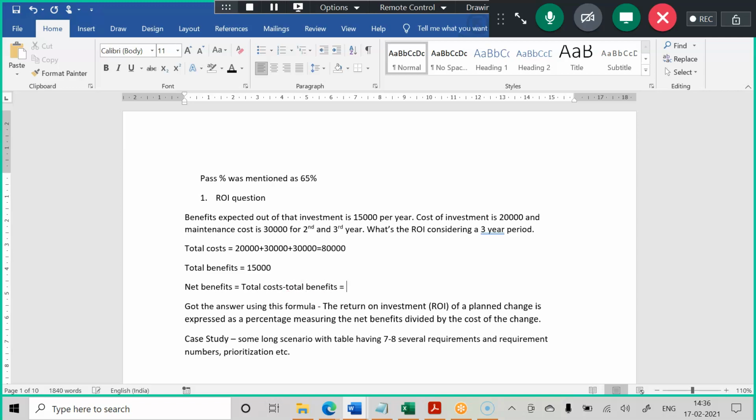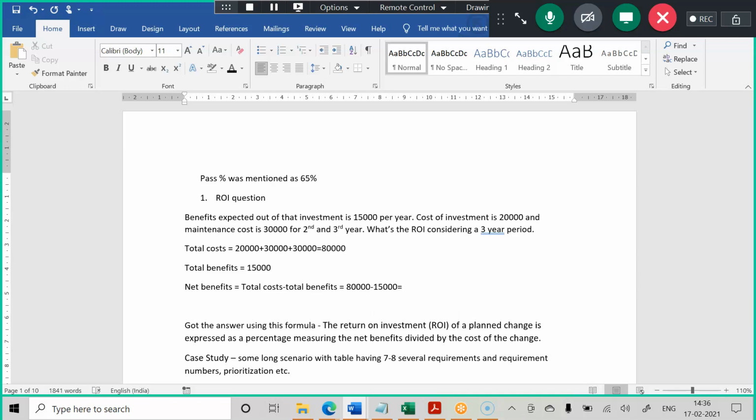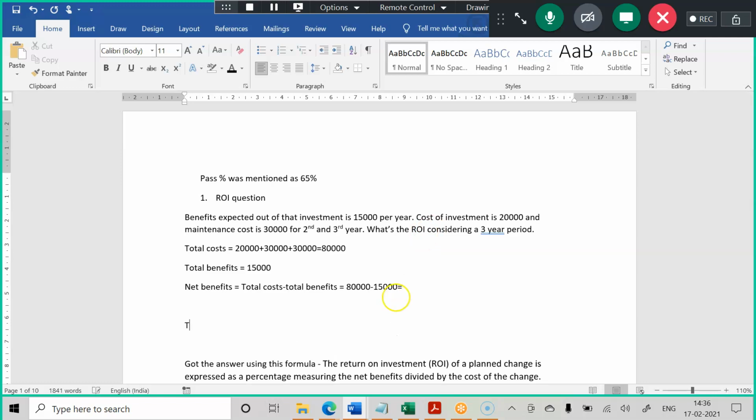So it'll be equivalent to 80,000 minus 15,000. Then you can get the value here. Then what you do next is you divide that number by cost of change. So here, there is no training cost mentioned. So what you just have is cost of investment. Your cost of change will be equivalent to cost of investment. What is total cost of ownership? Total cost of ownership is equal to cost of investment plus you may have training costs plus you would have maintenance costs.